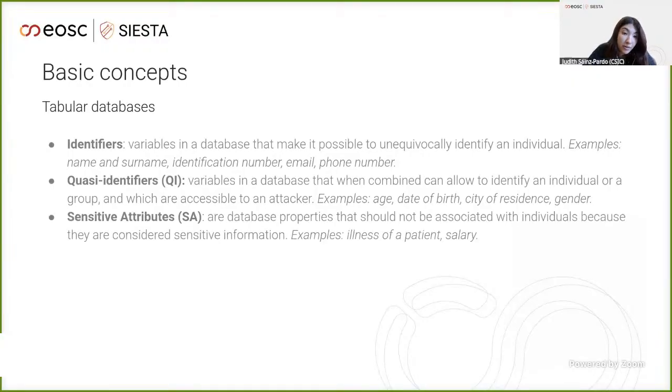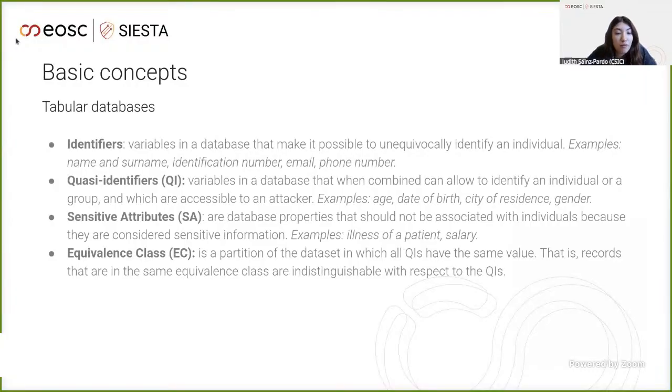Then if we are dealing with sensitive data, of course, in our database we may be dealing with sensitive attributes, which are the columns in the dataset that should not be associated with an individual because it's the information that we want to protect. Imagine a census database. One sensitive attribute could be the salary, or we can imagine the database from a hospital. Then we may want to protect the illness of the patient, and that will be the sensitive attribute.